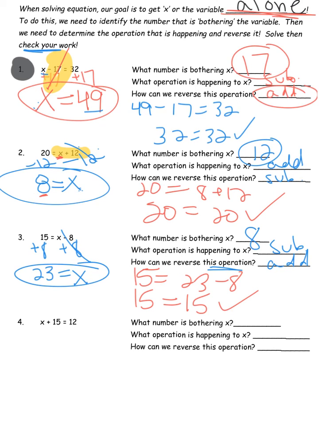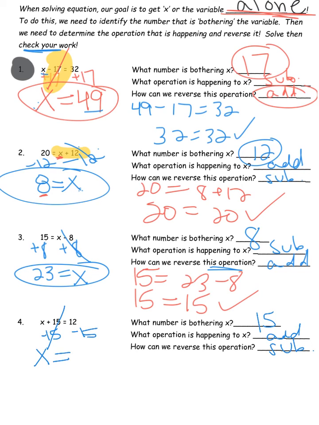So let's go through our set of questions first. What number is bothering x? I know it's the 15. What operation is happening currently? It's add. And how will we reverse the add? We're going to subtract. Okay, so now what I'm going to do is take away 15 over here, and I'm going to take away 15 over here. Remember, what I do to one side, I have to do to the other. 15 minus 15 is 0, nothing, so I'm left with just x equals.